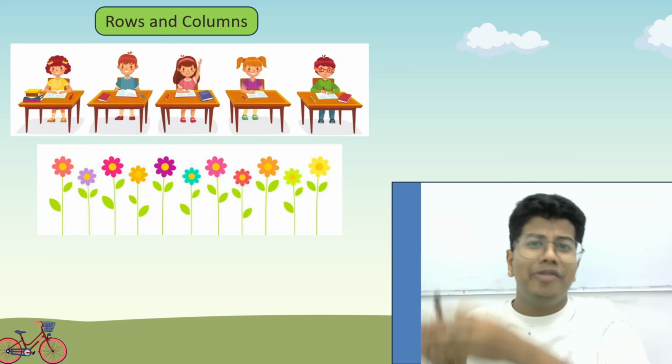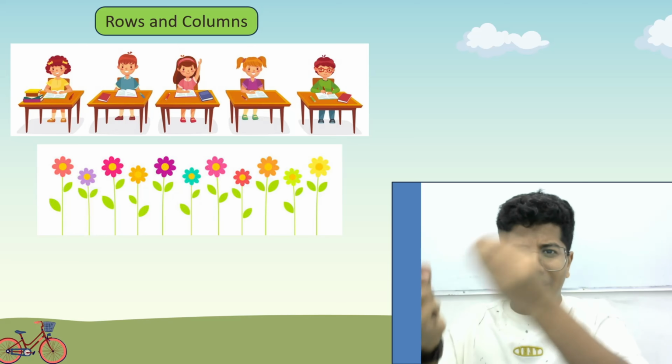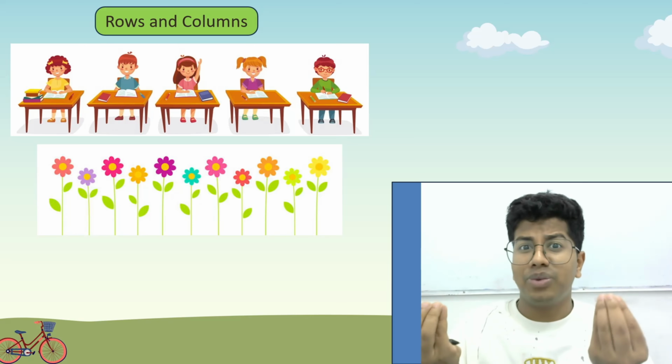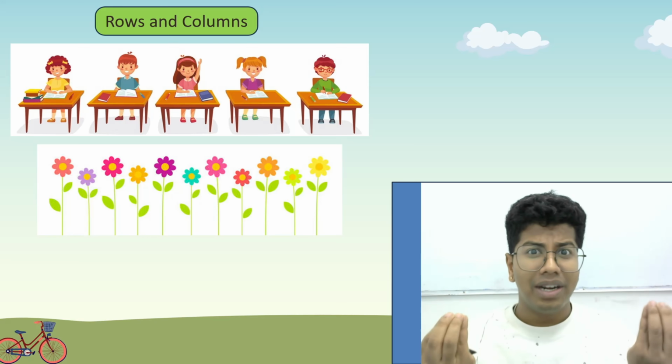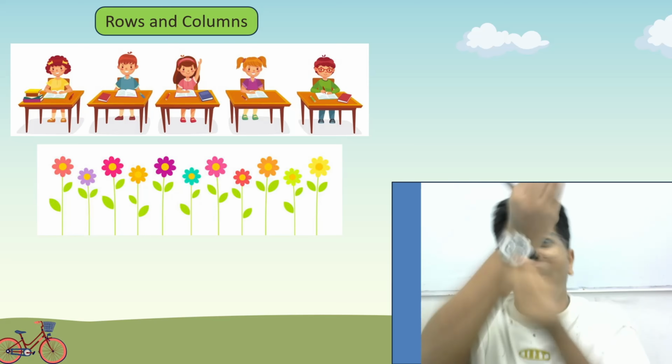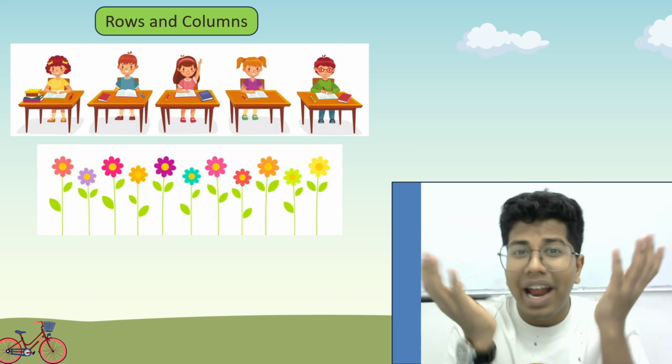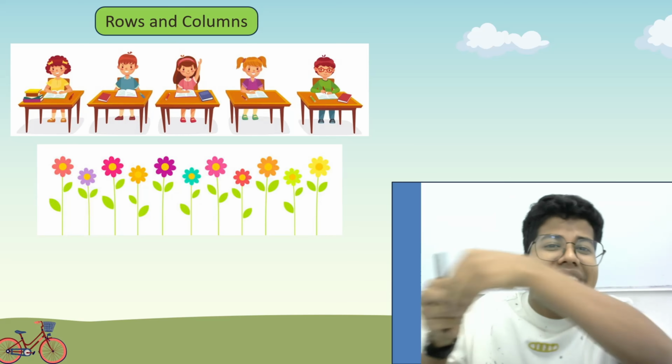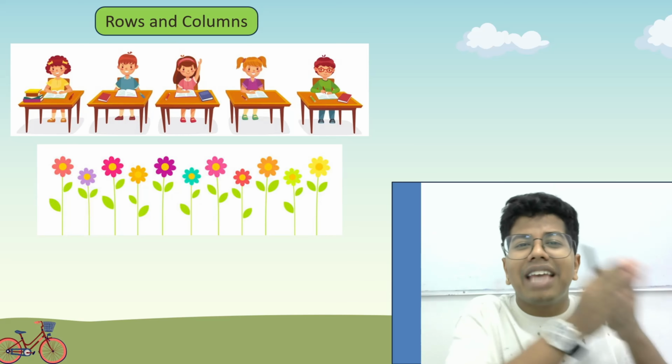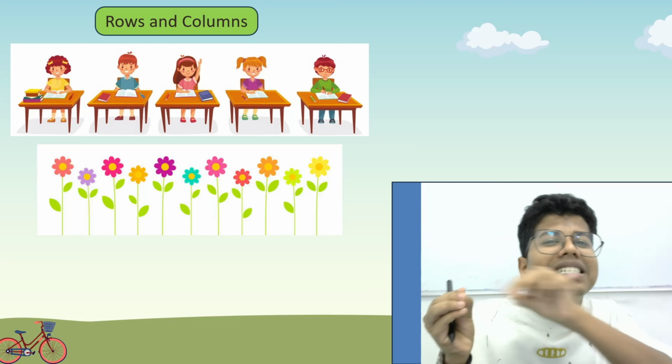For example, when we plant flowers, the other flower is just next to it. Have you seen flowers on top of each other? No, right? It's just next to it in a line. So this can be termed as a row, that is, in a line.